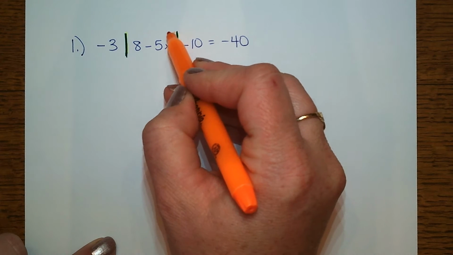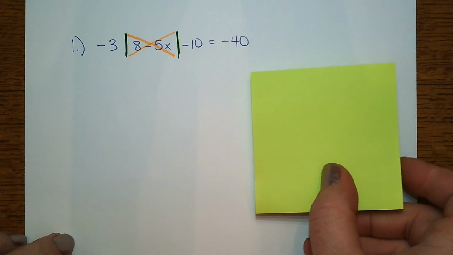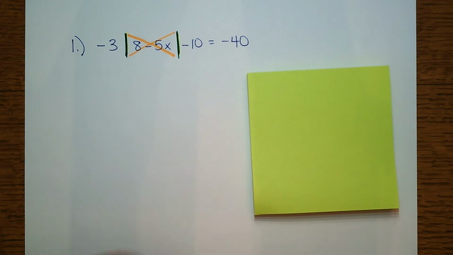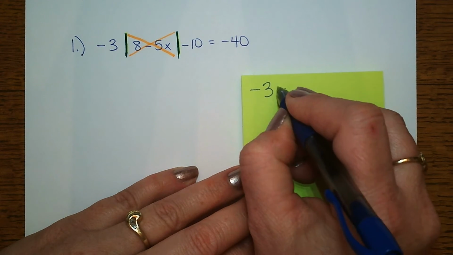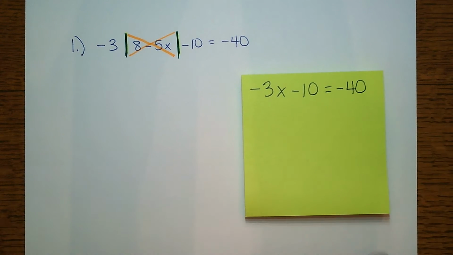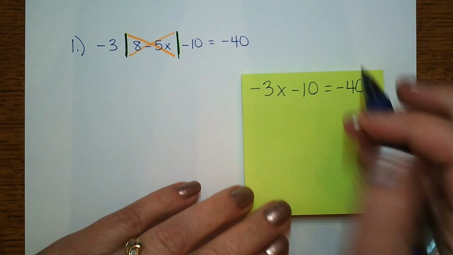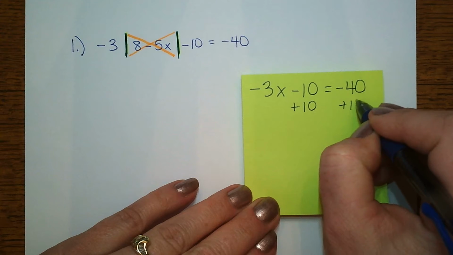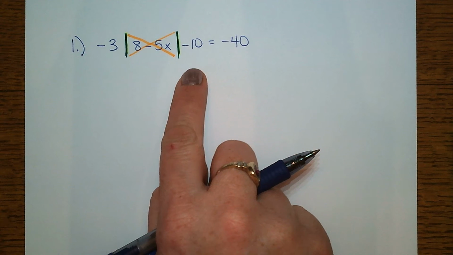So here's the way I like to think of this. I like to think of this absolute value area as a variable x. Now, notice that I am not actually marking out that absolute value area. I am just pretending for a minute that it's a variable x. So that would mean that if that were an x, my equation would be negative 3x minus 10 equals negative 40. Okay, so if this were my equation, what would my first step be? Well, my first step would be to add 10. So that's the same first step that I would have here in this equation.